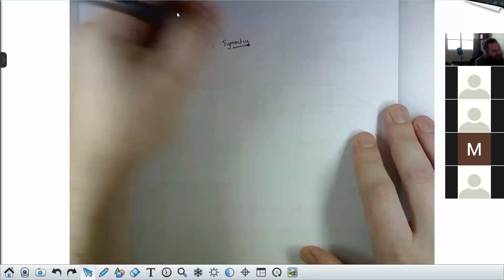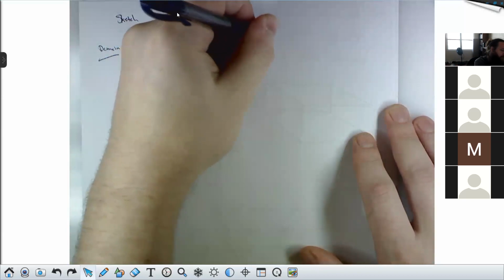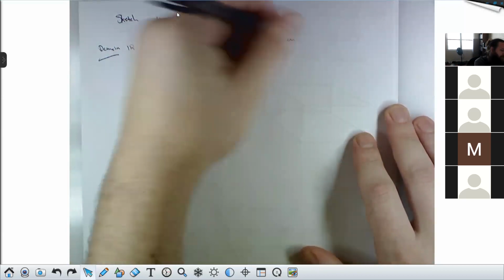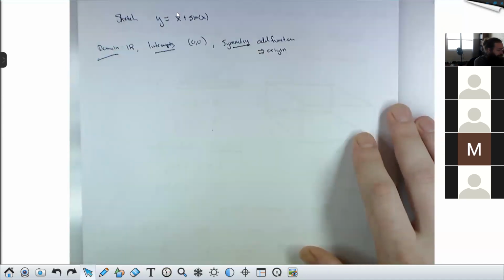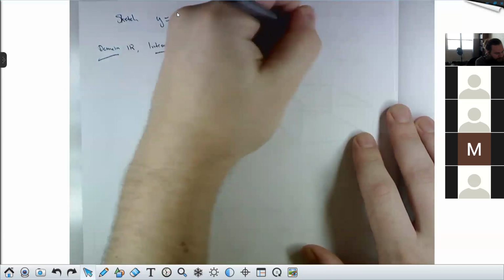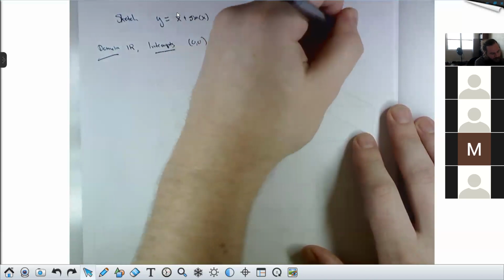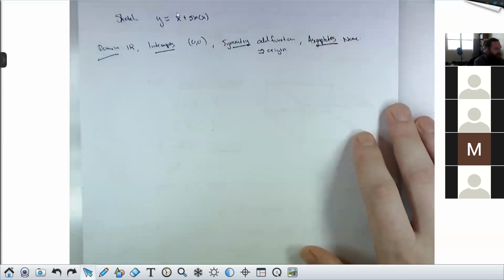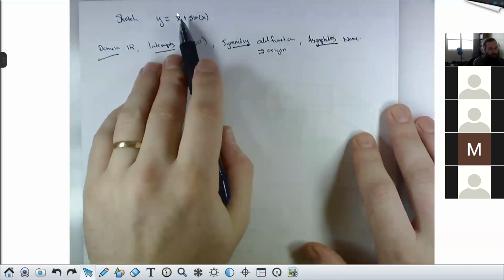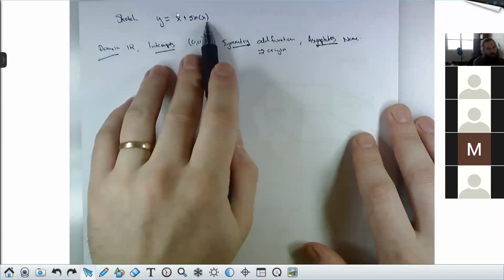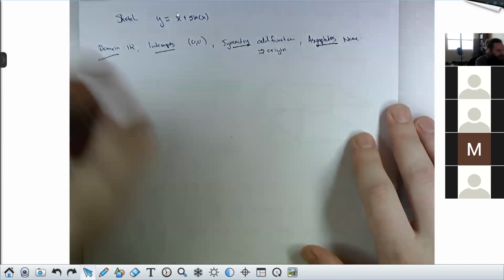Symmetry. x and sine x are both odd functions. If you add two odd functions, you get another one. So this is an odd function, so there's origin symmetry. And there's no asymptotes. No vertical asymptotes because the domain is all real numbers. No horizontal asymptotes because as x goes to infinity, this piece gets bigger and bigger, and this piece just oscillates between -1 and 1. So that's all the algebra stuff done.